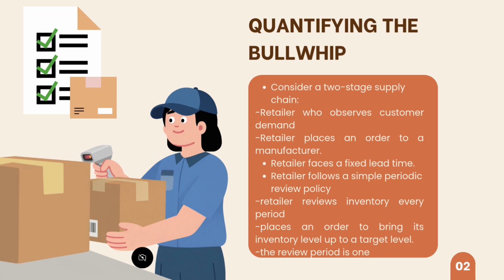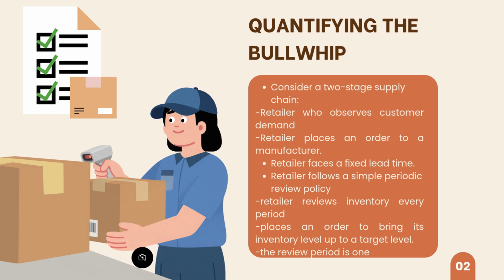The retailer places an order to a manufacturer. The retailer sends orders to the manufacturer to restock products. The manufacturer then produces or supplies the required goods. The quantity ordered depends on customer demand and inventory levels.